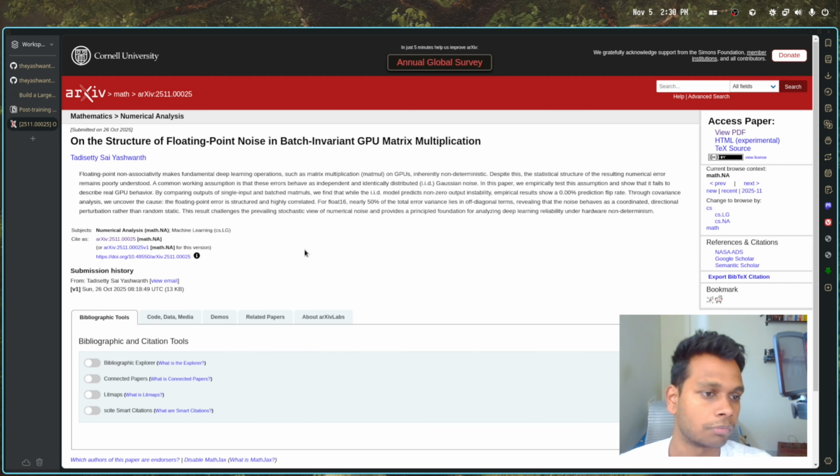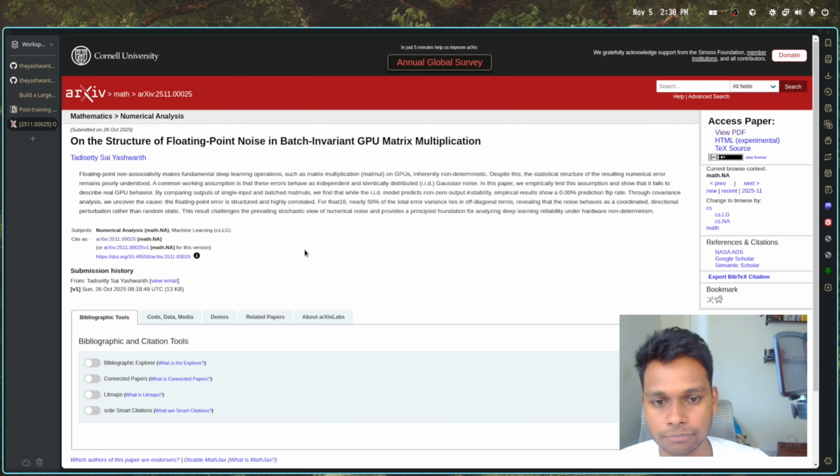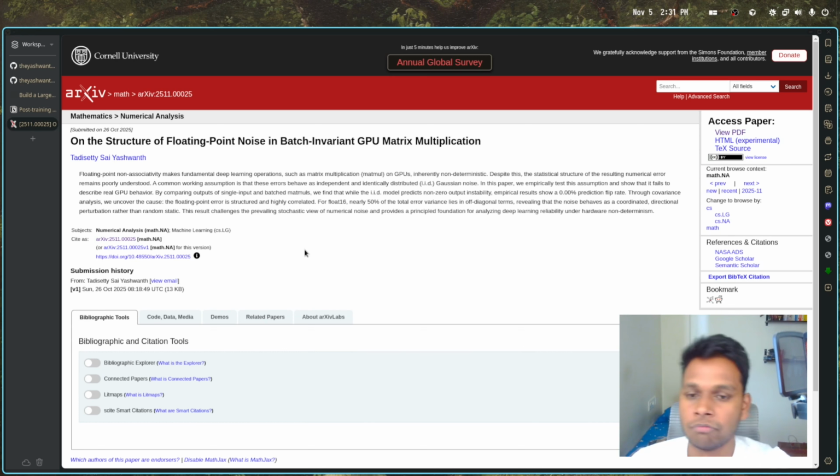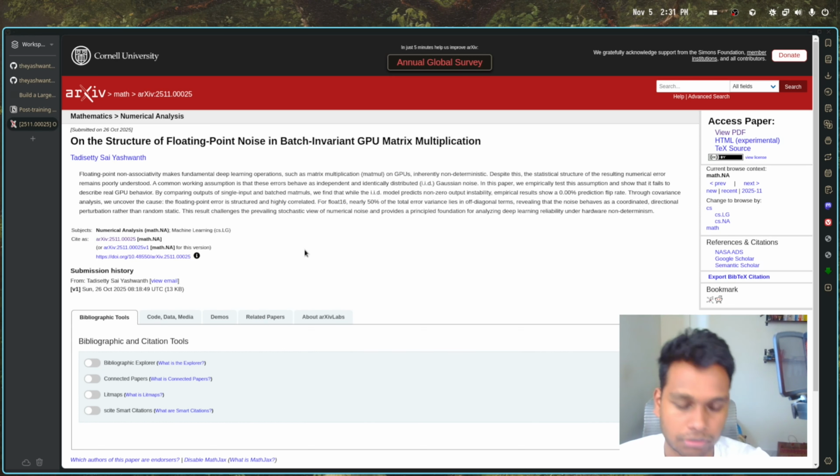So I read the blog post by Thinking Machines Lab, and I really liked it. And I had an idea: what if I extend the study? What if I perform a statistical analysis on the floating point difference which you get between your batched and single input? Now, if you read the blog post, you'll know that most of the GPU kernels are not batch invariant.